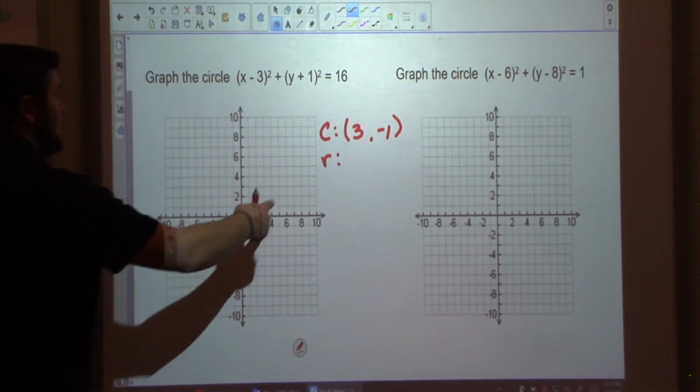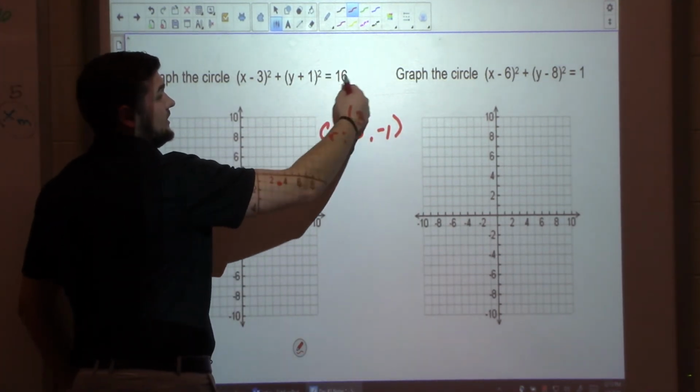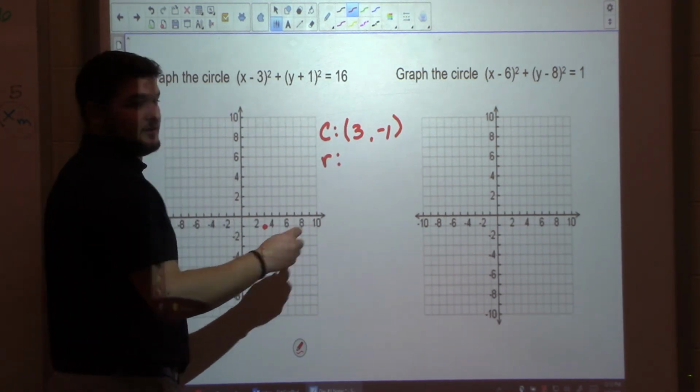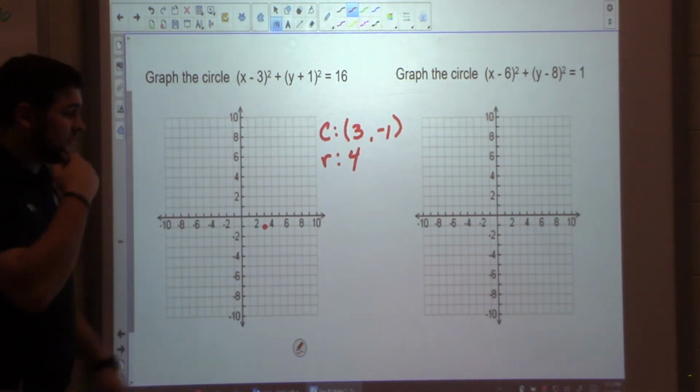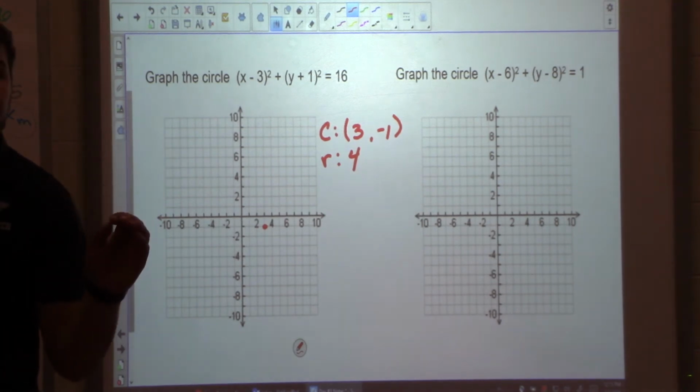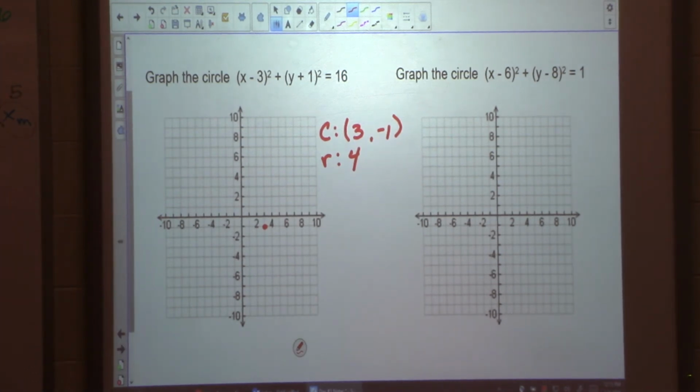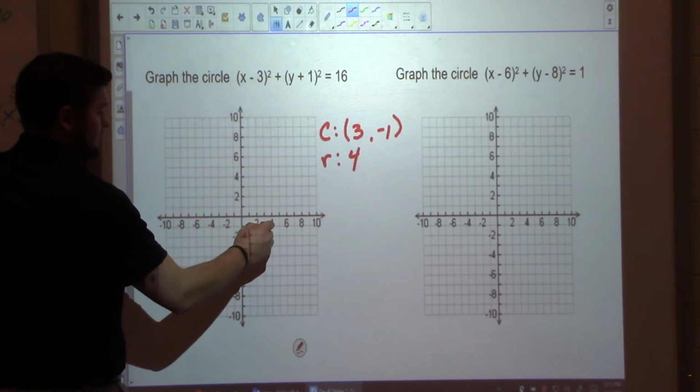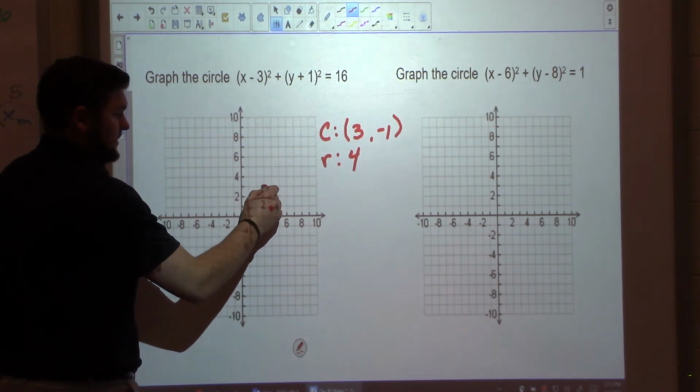Okay. Then my radius. I'm taking 16. I'm taking the square root of it. What's the square root of 16? 4. So what I'm going to do is from my center, not from 0, 0, from my center, I'm going up 4. So 1, 2, 3, 4, putting a point.